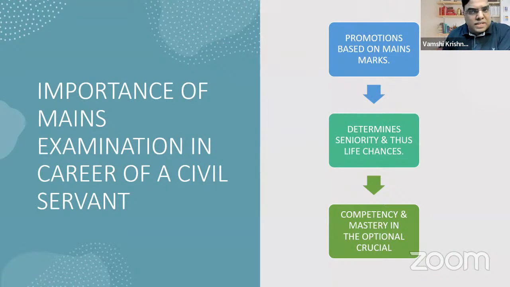There have been cases. Recently, a case in Karnataka where a junior was preceded over a senior, and the case went to UPSC. The UPSC decided that it is actually the second person who was senior, and his seniority is based on his mains marks. So the written part of your mains exam determines your career growth as well. It determines your seniority and thus life chances.